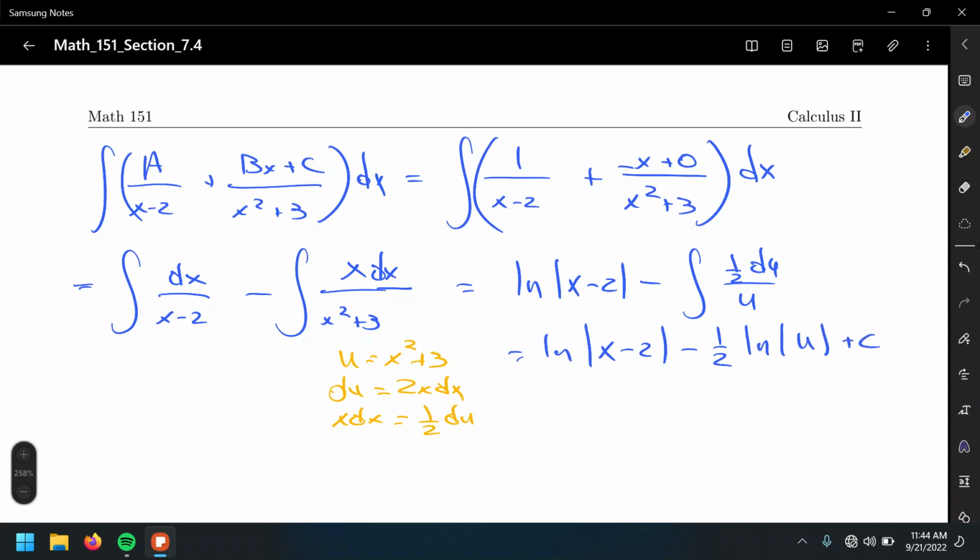But check this out. When we back substitute for this u, notice that in this case I don't need these absolute value bars. Do you see why? Because this quantity x squared plus 3 is always going to be positive, so no need for absolute values to the rescue, as opposed to x minus 2. The x minus 2 has the possibility of outputting both positive and negative values, but not this x squared plus 3.